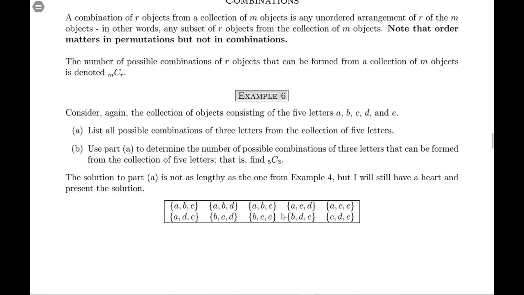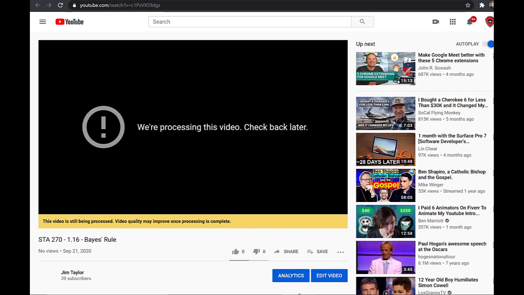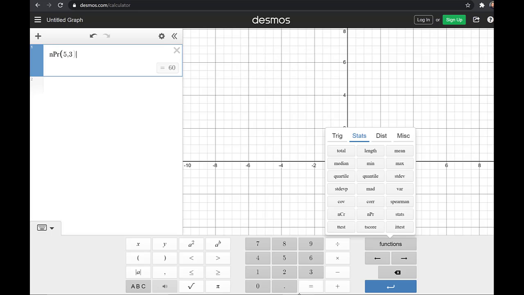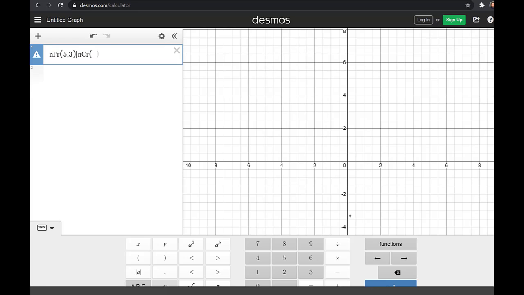One more time, we're considering from that previous example the collection of objects consisting of the 5 letters A, B, C, D, and E. We want to list all possible combinations of 3 letters from the collection of 5 letters. You can see in the table right here, this is a much smaller table than what we had before. We're going to use part A to determine the number of possible combinations. So all we have to do is count this. We have 1, 2, 3, 4, 5, 6, 7, 8, 9, 10. There are 10 possible combinations of 3 letters that can be formed. We can use the calculator again. You can go to functions, nCr. I need to delete the permutation there.